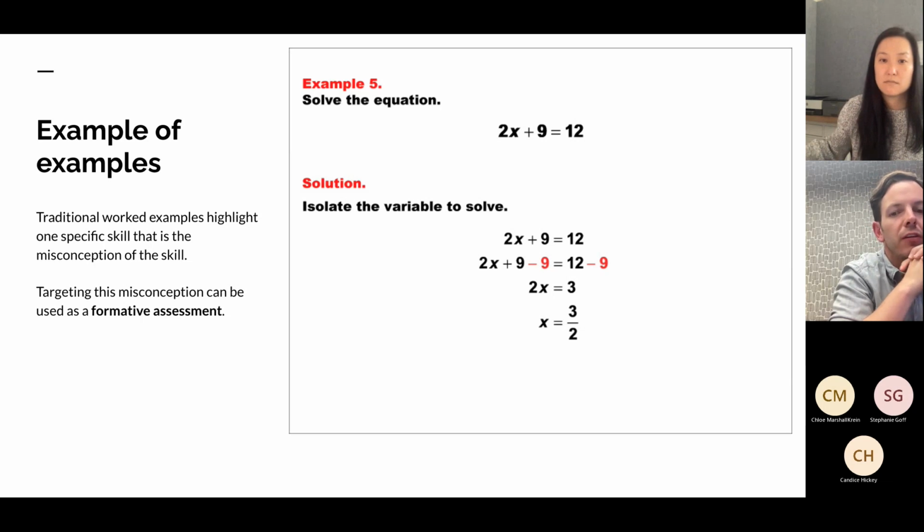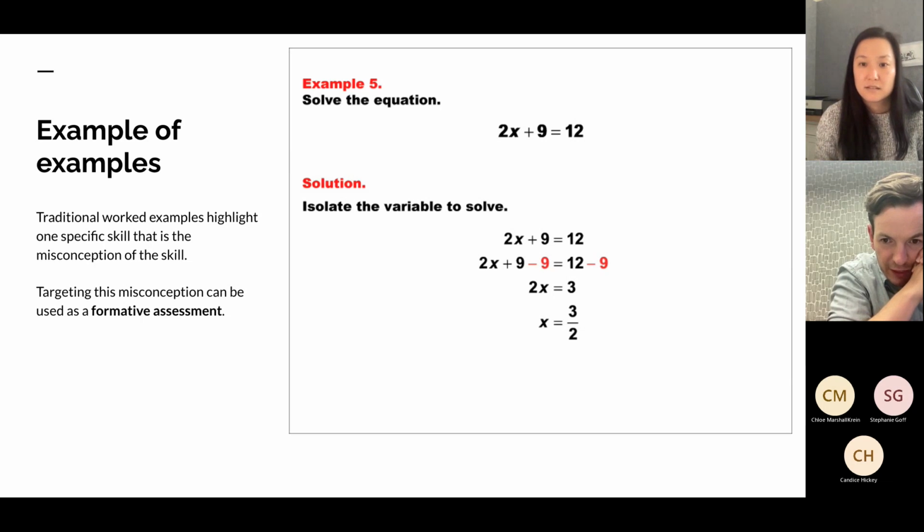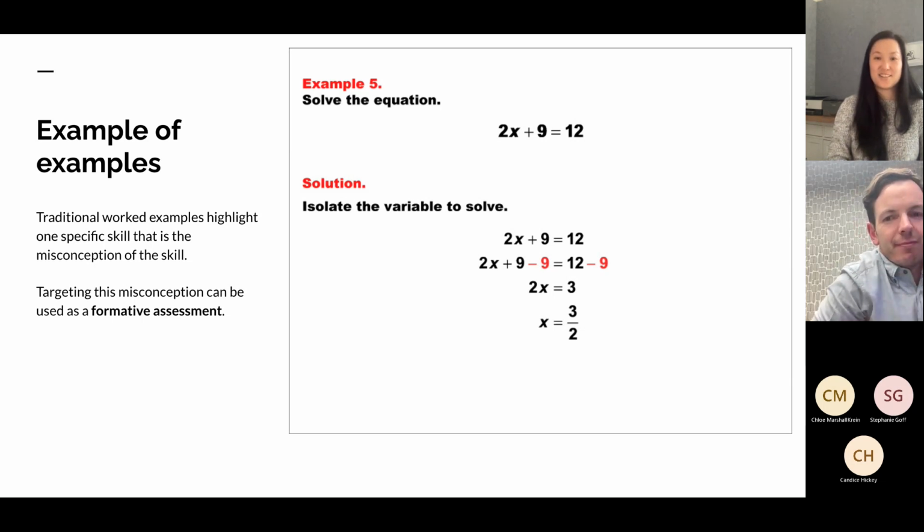Nice. Chloe's typing something else in there as well. I took fraction circles in the other day, and they had so much fun making equivalent fractions. Yeah, fraction circles, those are great also.